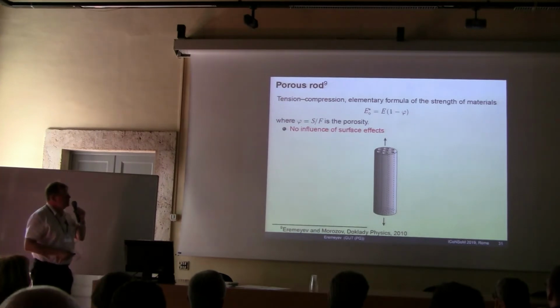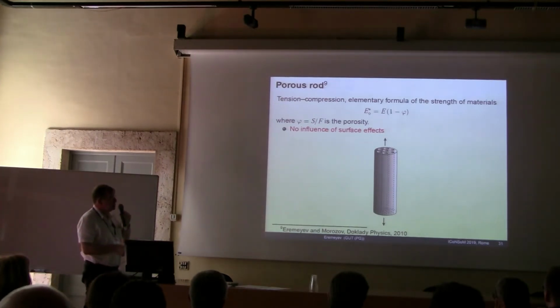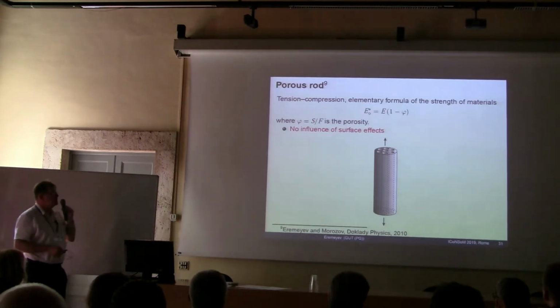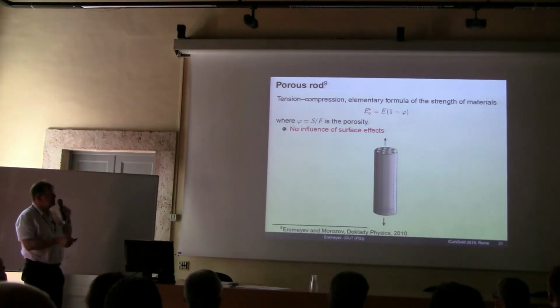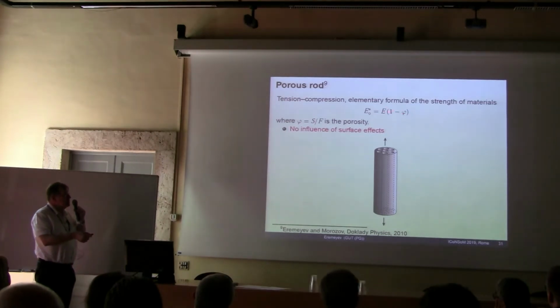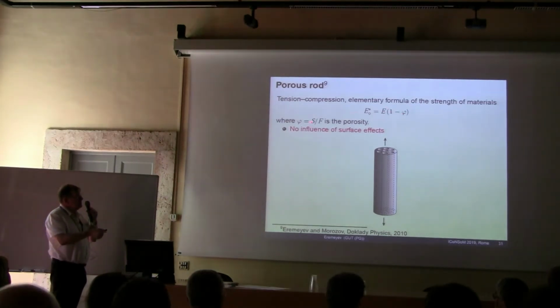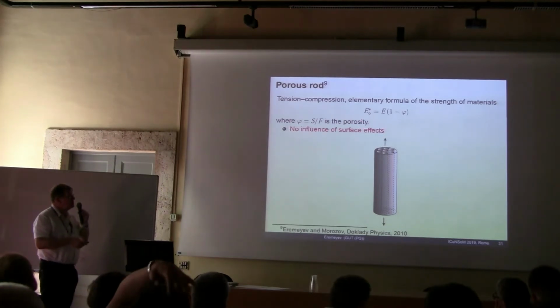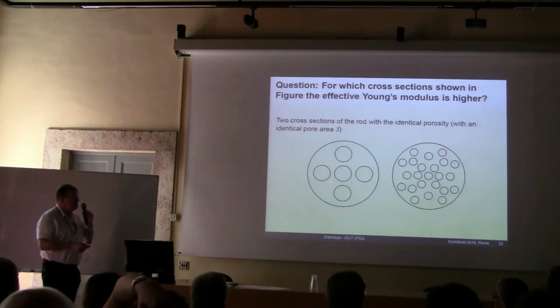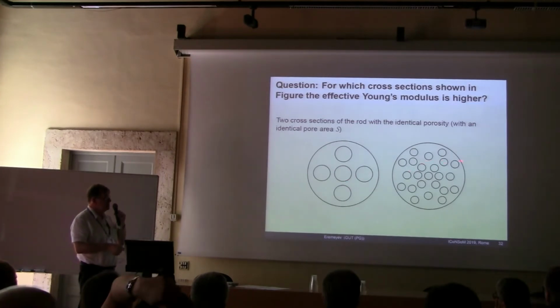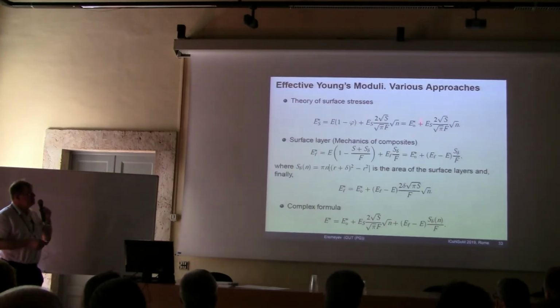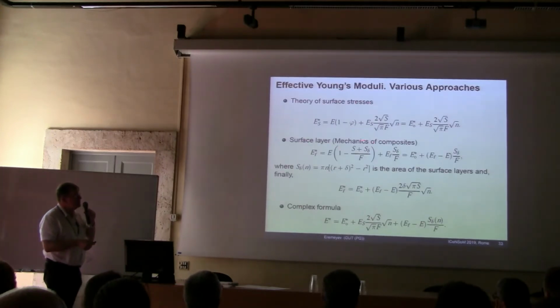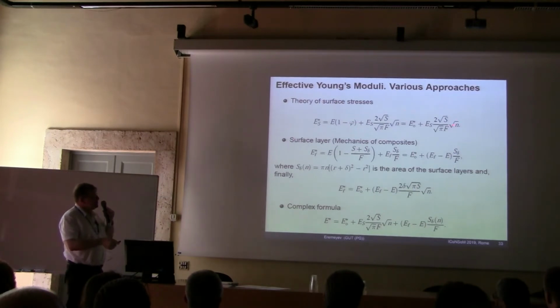So to illustrate the idea, we can consider tension of a porous rod. It's just a one-dimensional problem. In the case of classical elasticity, it's quite easy. We have the apparent effective stiffness, the Young modulus, which depends on the porosity and nothing else. But if you consider the same porosity but a different number of pores, in this case surface stresses play a role. And if you use a typical technique, we can obtain some formula with surface stresses.